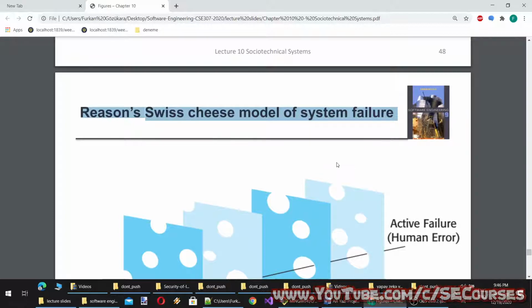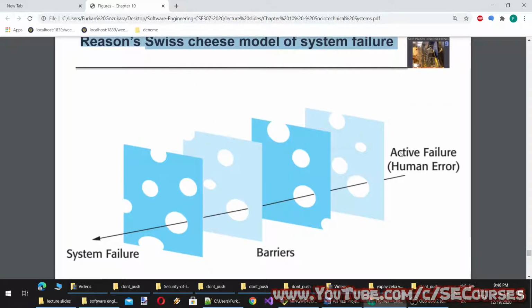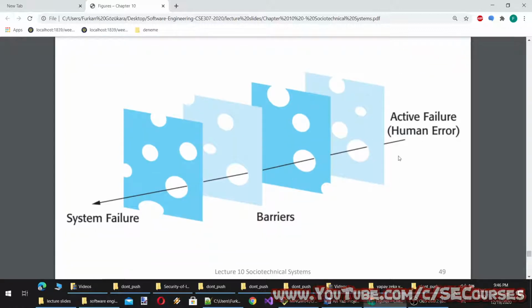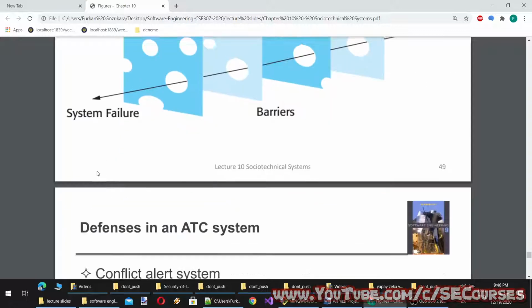Reason's Swiss cheese model of system failure. Okay, so you see active failure, human error, for example, and there are barriers. You see there are 4 barriers, and every one of them has to fail for the system to fail.